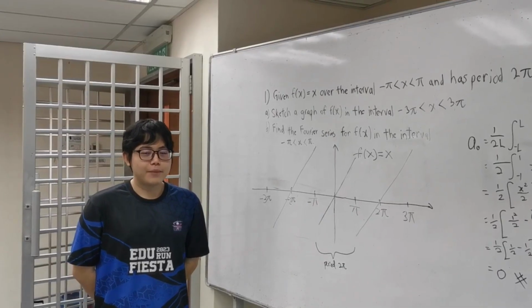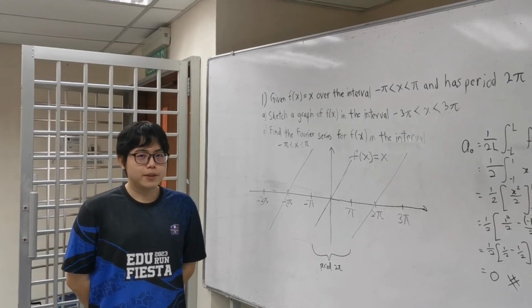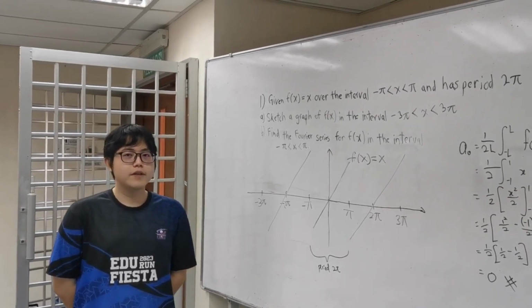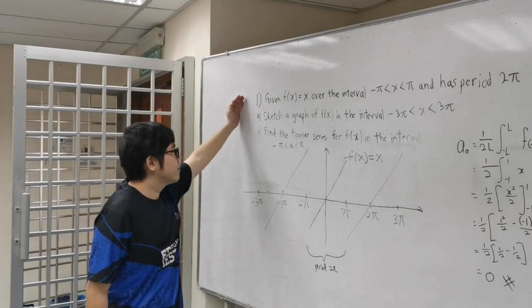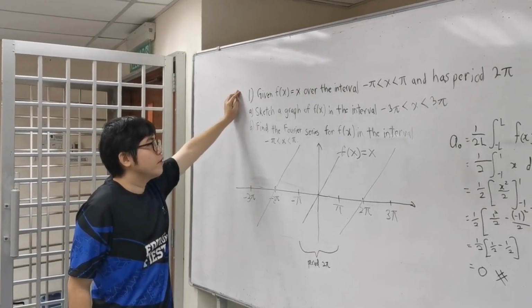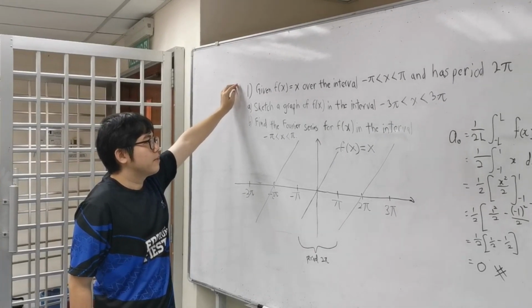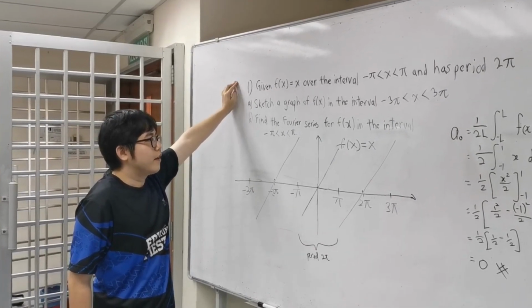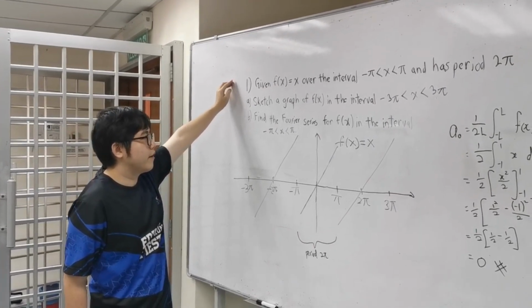Everyone, today I'm going to present chapter 4. It's called Fourier transforms analysis. So this is the first question. Given f(x) is equal to x over the interval negative pi < x < pi, and has period of 2 pi.